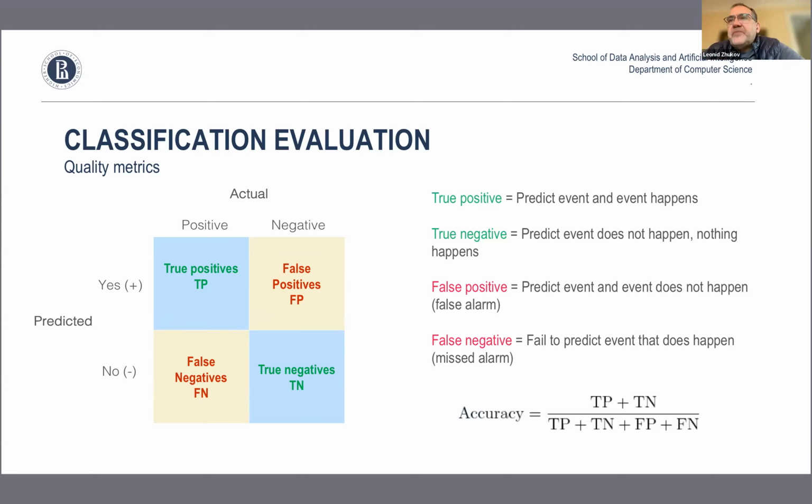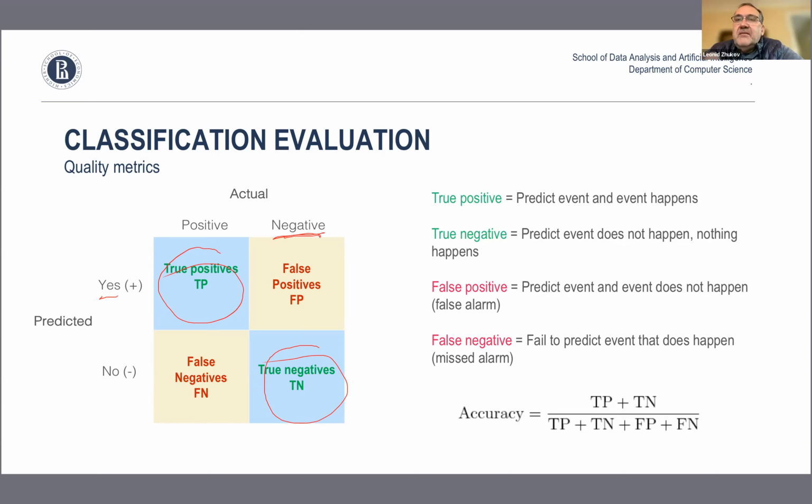True positive is where we say the event is going to happen and it actually happens, so we predict the correct class. True negative is when we say the event will not happen and it doesn't happen. These two cases are when we predict correct classes: we say it's going to be negative and it is negative, we say it's going to be positive and it is positive. And then there are two scenarios where the algorithm makes mistakes. One scenario is when we predict that something is going to happen, but in reality, it didn't happen.